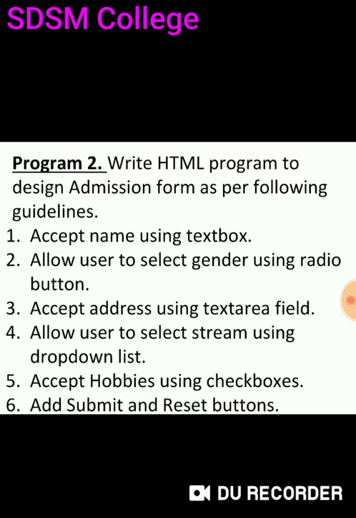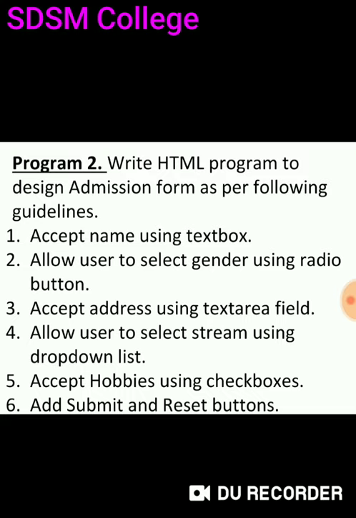Then allow the user to select stream using a drop down list. You need to put one drop down list, and in that drop down list you need to put options such as, say, science, commerce, arts. So out of these different streams, the user will be able to select the appropriate stream.